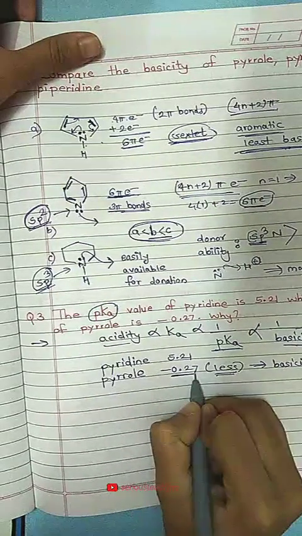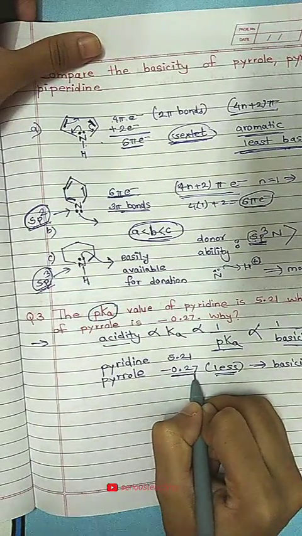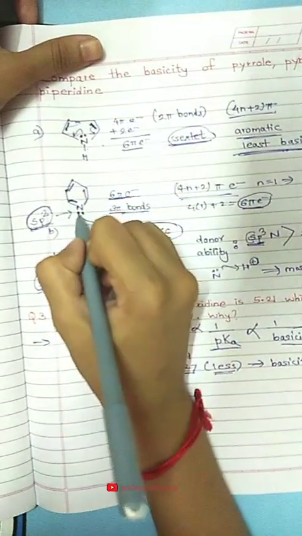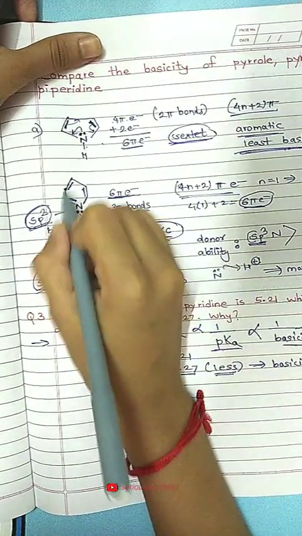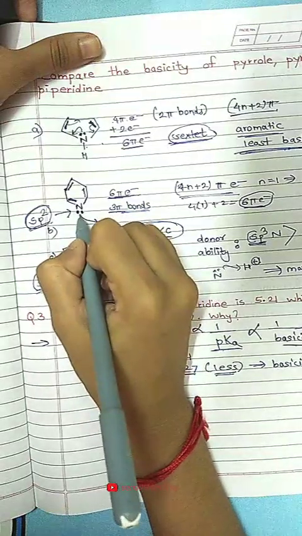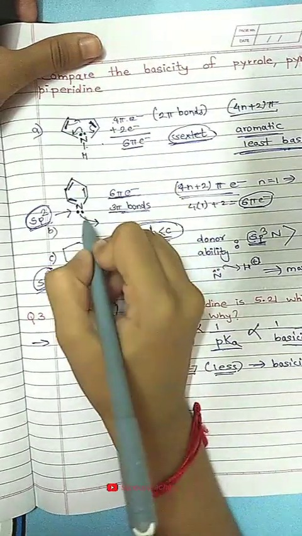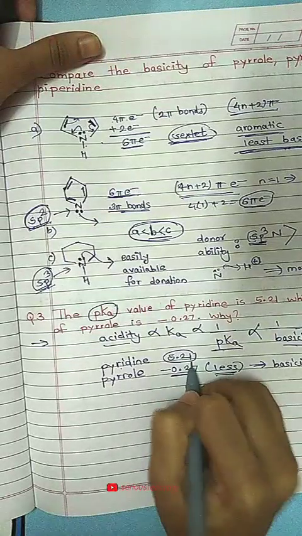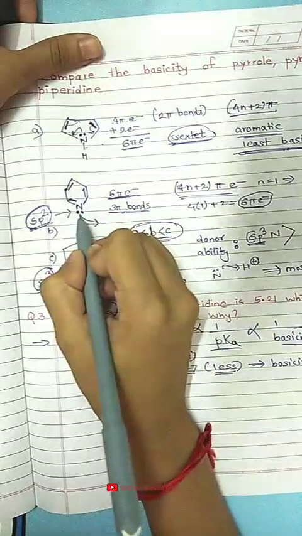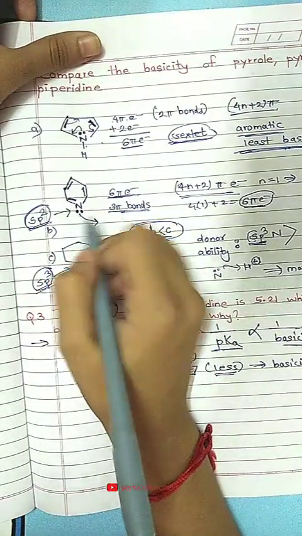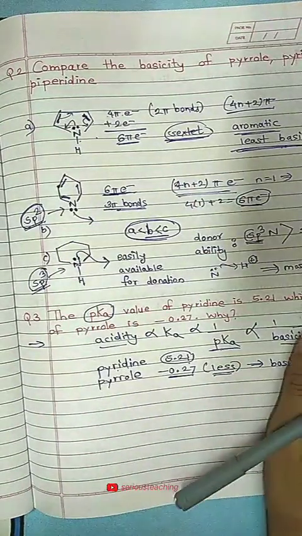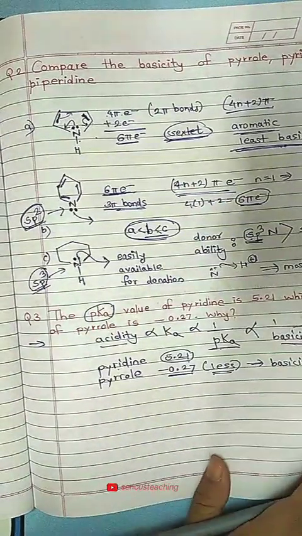Therefore its pKa value is very, very low compared to pyridine, which is also aromatic, but the lone pair of electrons is not involved in the aromatic sextet, so it is more available. Therefore the pKa value is higher, which means basicity is higher, meaning the lone pair on nitrogen can be easily donated in pyridine compared to pyrrole. So these two questions are interrelated. I hope you understood this question.